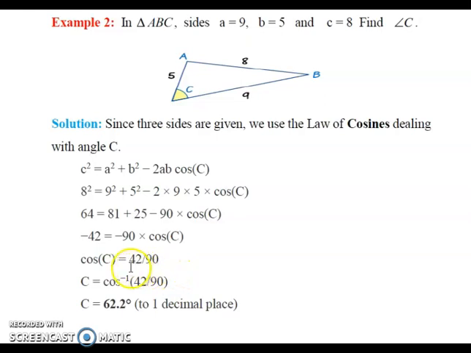By using calculator, find this value. We will get angle C is equal to 62.2 degrees to 1 decimal place. This is our required angle C, 62.2 degrees. In this problem, all the three sides of a triangle are given. We find the angle C. Similarly, we can find angle A, angle B also.